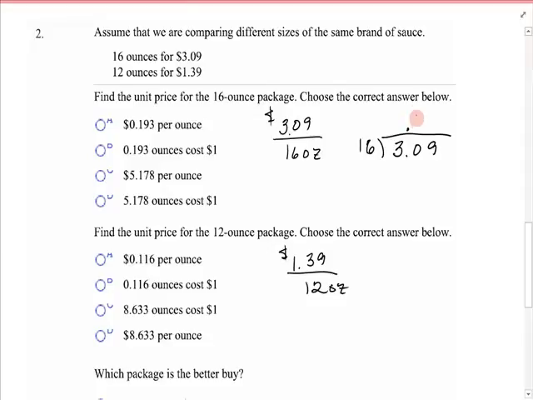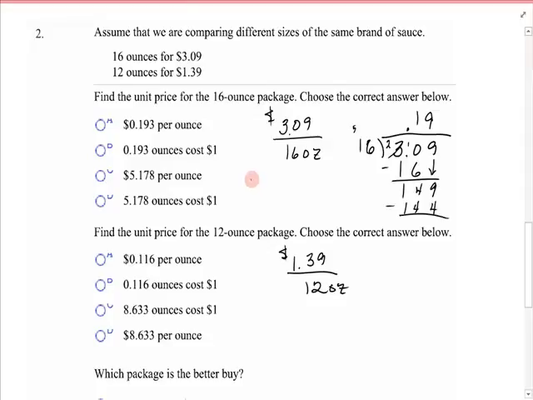It's not going to go in there twice, just once. 16, subtract. That's going to give me 14 and bring down the 9. It'll go in there about 9 times. 9 times 6 is 54. Carry the 5. 9 times 1 is 9 plus 5, 14. I'm not going to go any further.